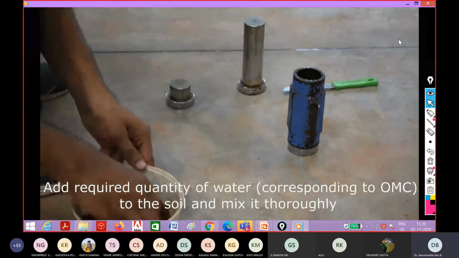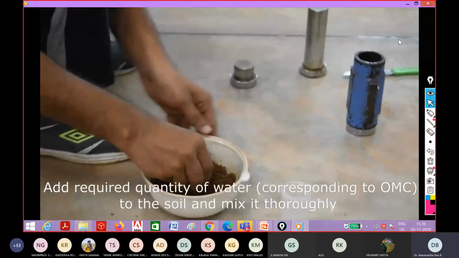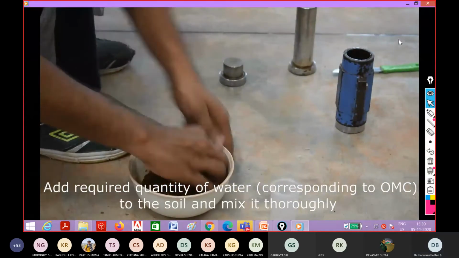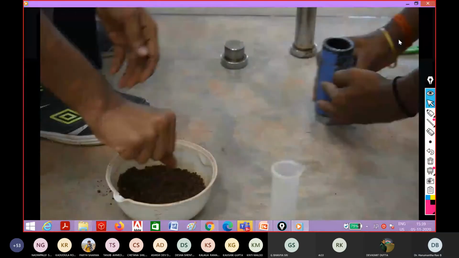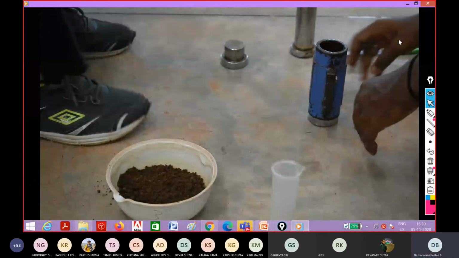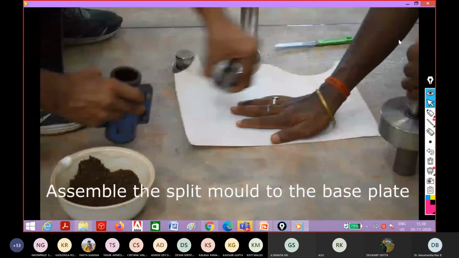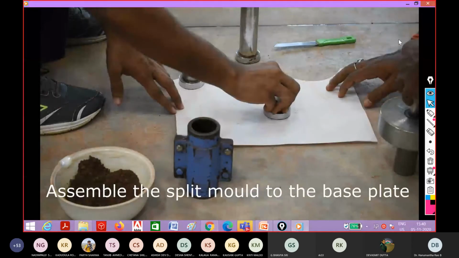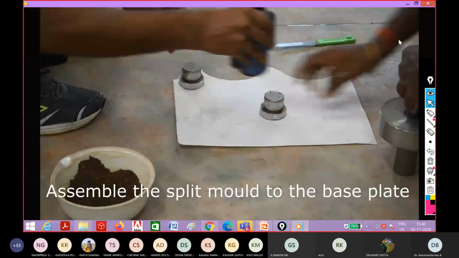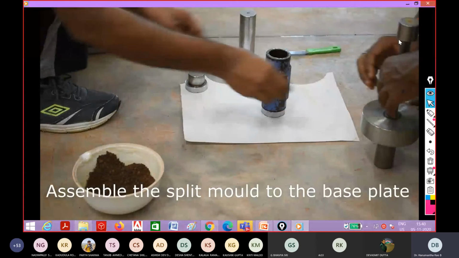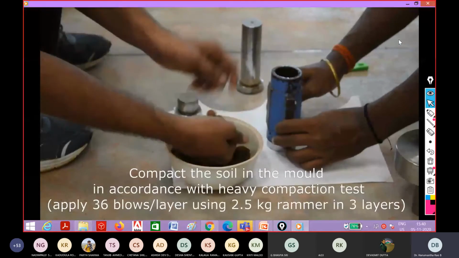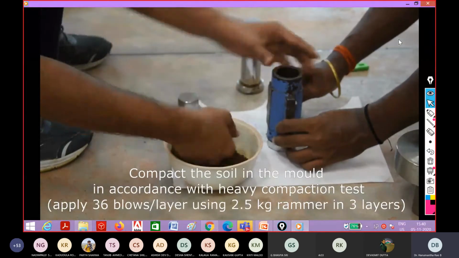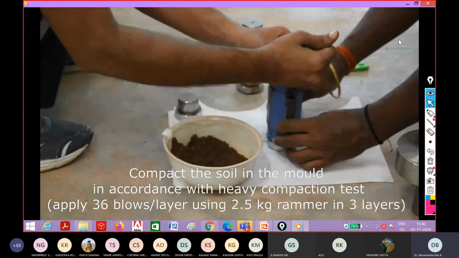Once water is added to the soil sample, mix it thoroughly until you get a homogeneous mixture. Mixing is one of the important steps. You can see how neatly they are doing it, adding some amount of water, some amount of soil.